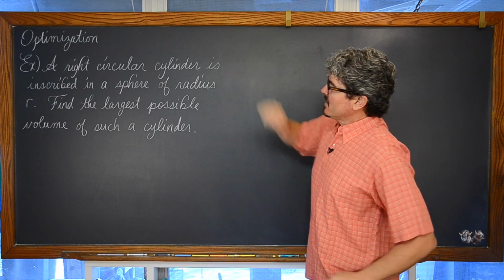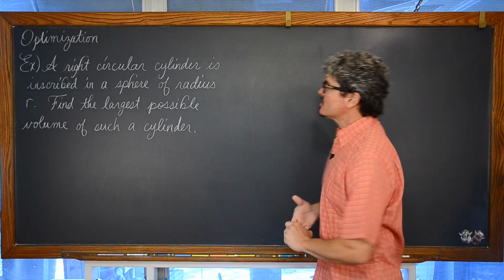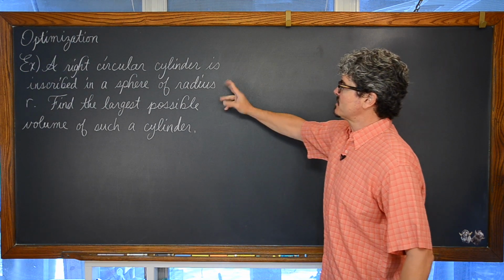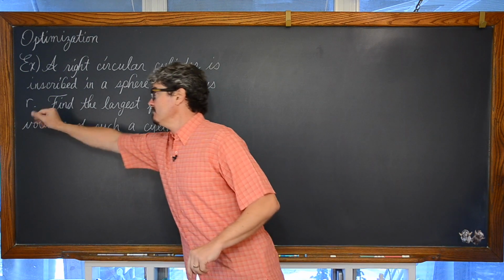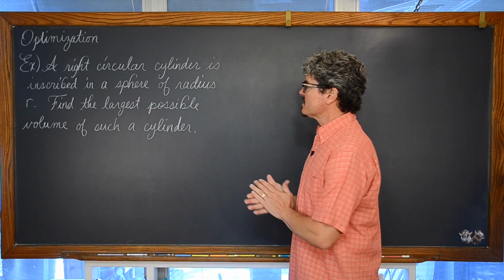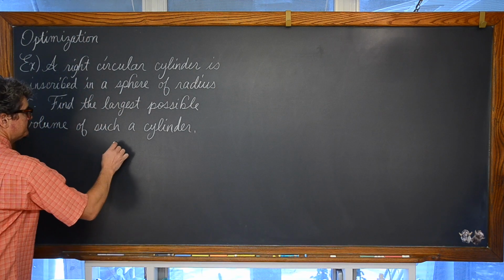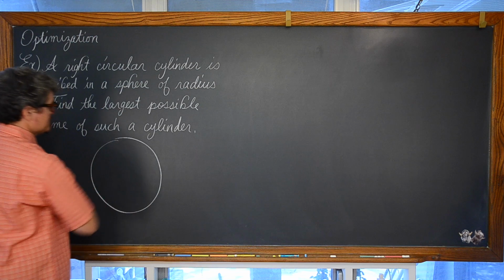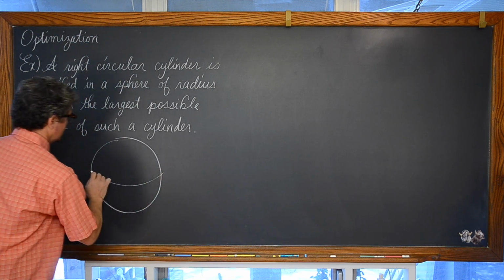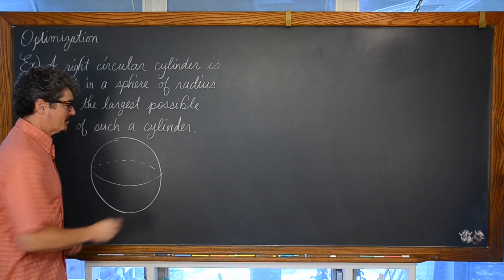Now, we're going to be dealing with this problem that says a right circular cylinder is inscribed in a sphere of radius r. Find the largest possible volume of such a cylinder. So what is that sphere going to look like? Well, we have a circle, and I'm trying to represent a sphere.